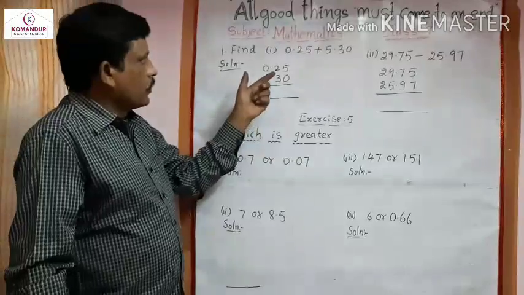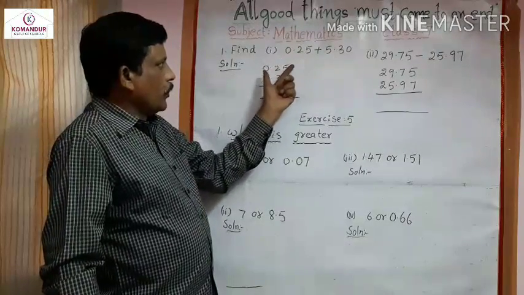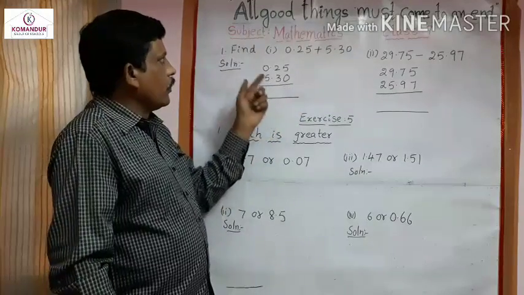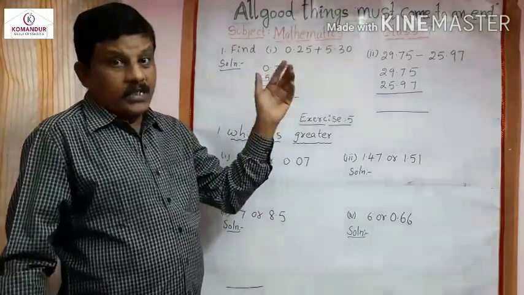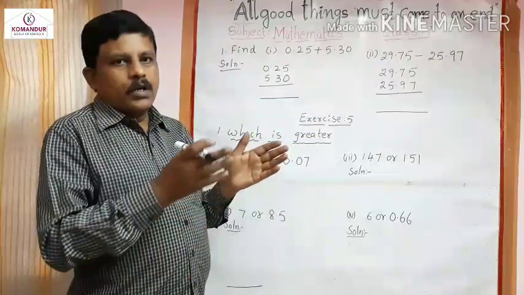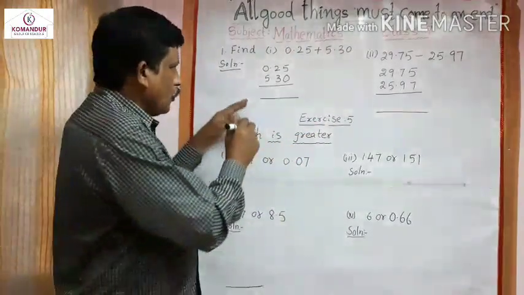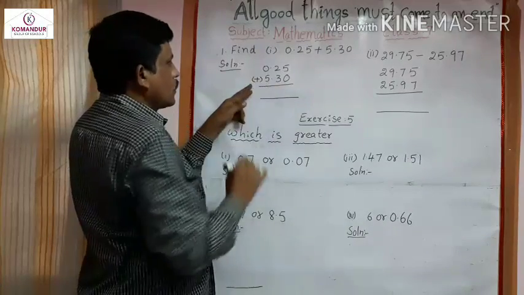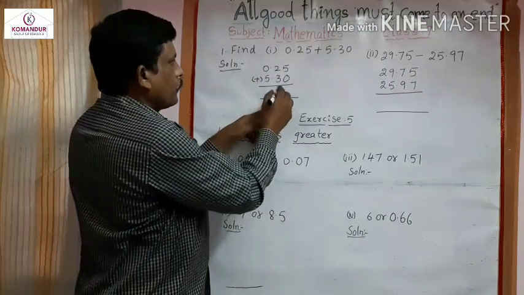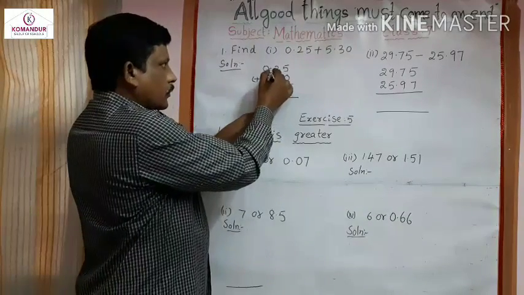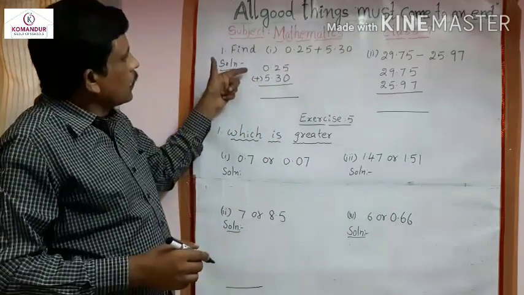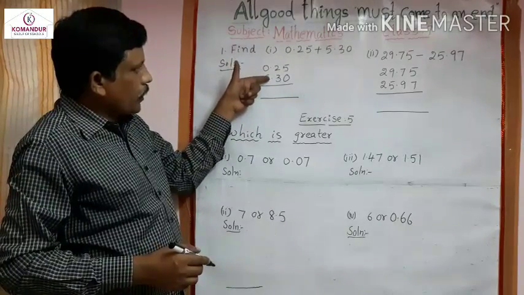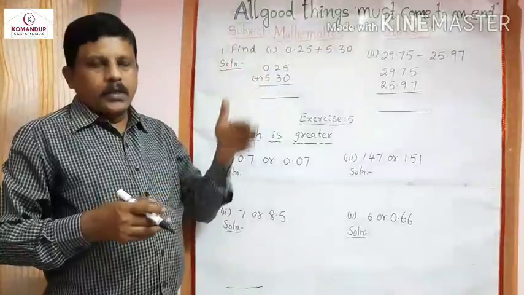So what is given in question C? 0.25 and 5.30. What is the sign in the middle? Plus is given, so we have to do addition. We are adding these two. 5 plus 0, 5. So decimal point to decimal point. While writing the question, the decimal points should come under this decimal point only. Okay? Like that you will arrange it.